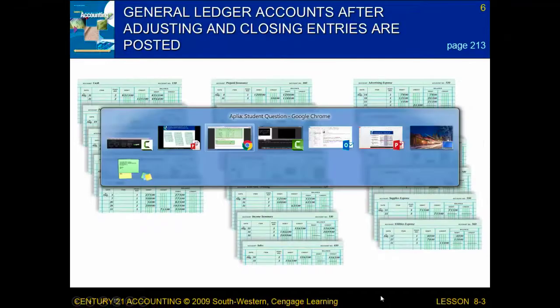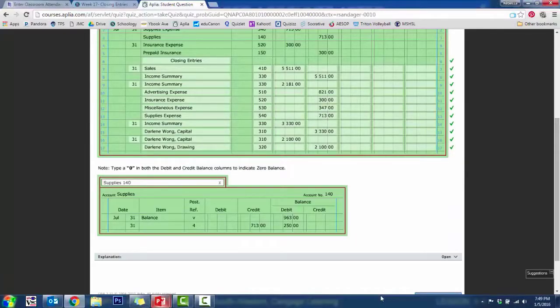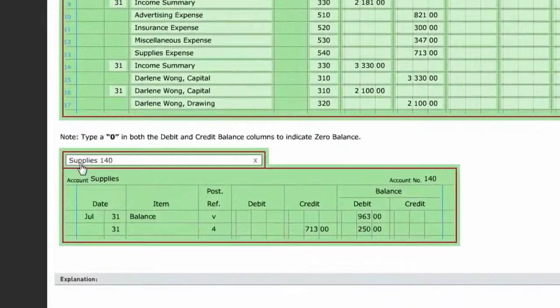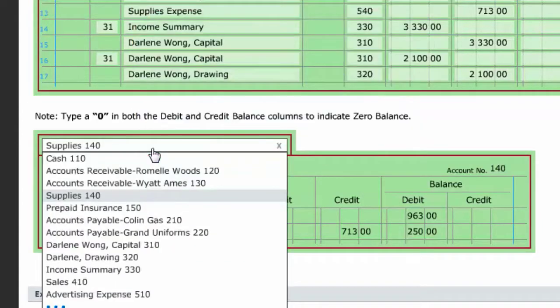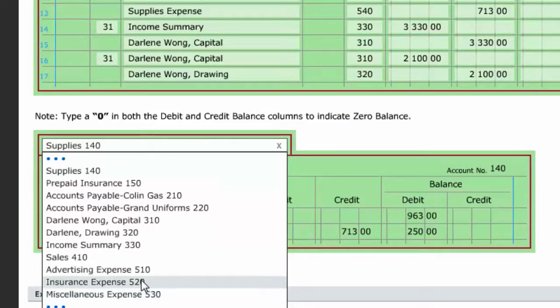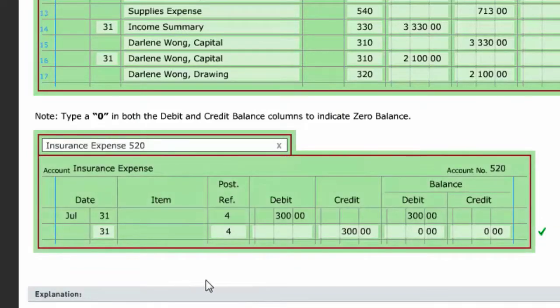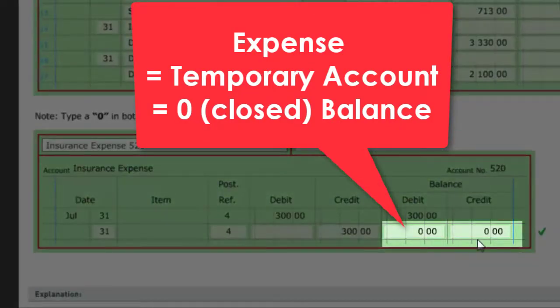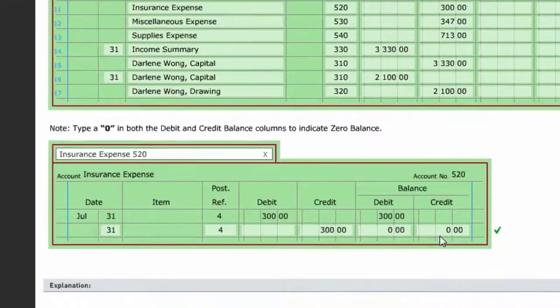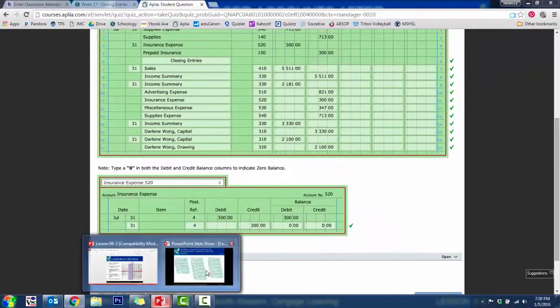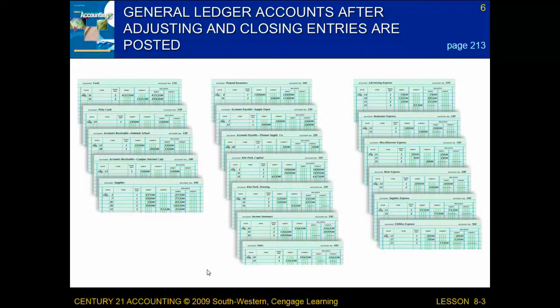Now, if you recall on Aplia, here is what we see in supplies, which would be a permanent account. And notice we have no lines because we're not closing that. But if I went to a closing entry account in Aplia, such as insurance expense, that's where I'm going to see the 0, 0. So Aplia's version of a line is when we typed 0, 0. And that's essentially what it means to know that we've closed out all of our general ledgers.